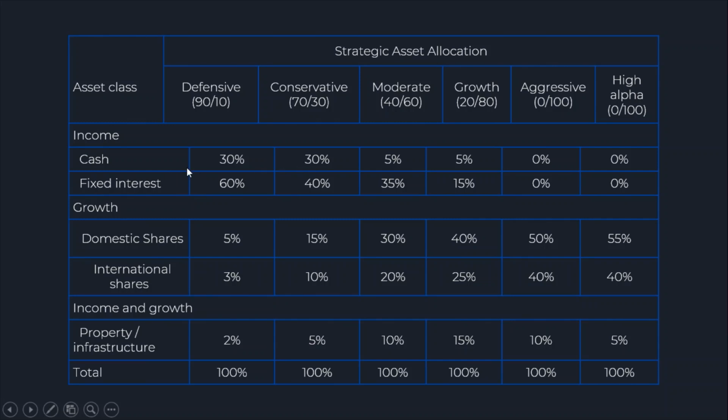Same pa rin sa cash, 30%, pero bumaba yung sa fixed interest kasi lumaki yung dun sa growth assets. Okay? 15% was allotted sa fixed asset, and then 5% was allotted to real estate. And then for moderate, so bumababa yung ating income, tumataas yung ating growth stocks. Okay? So growth stocks tuloy. Growth assets, I should say.